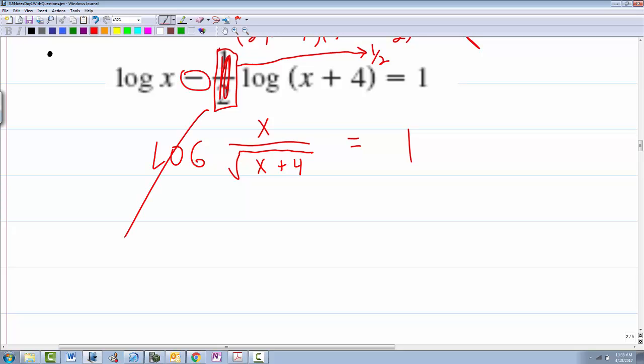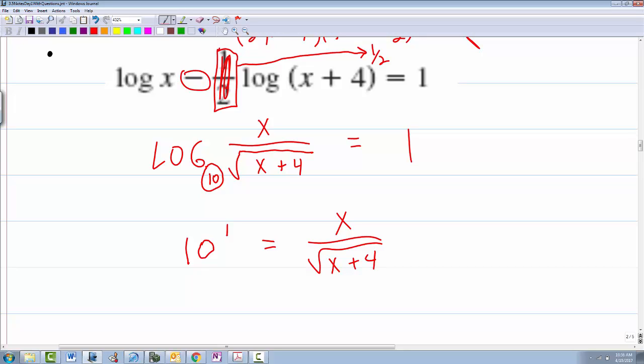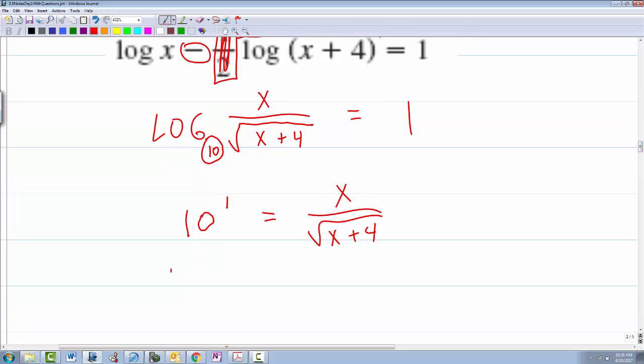Okay, is this a drop your log question? Robots? No. I don't have log equals log. I do have log what? And then what can I do next? 10 to the first equals all that junk. And then because I'm on the video, I bothered students. I bounced around the room. But what do I do next, everybody? Multiply by square root of x plus 4.